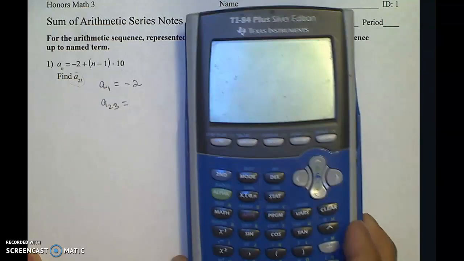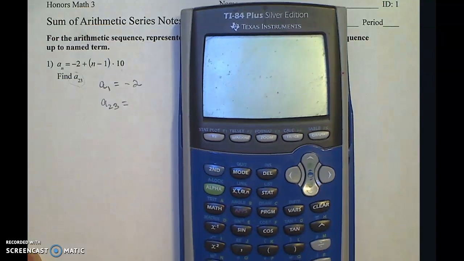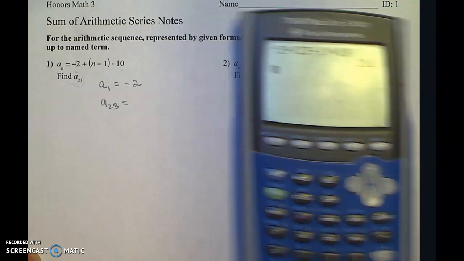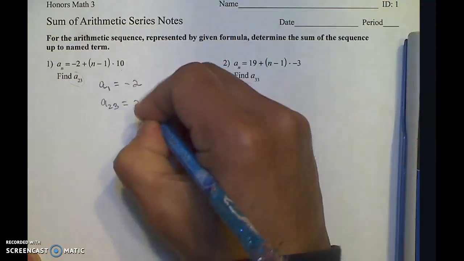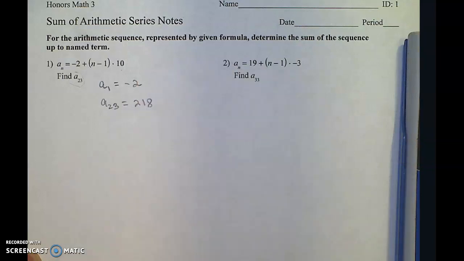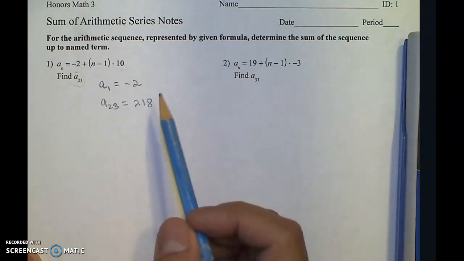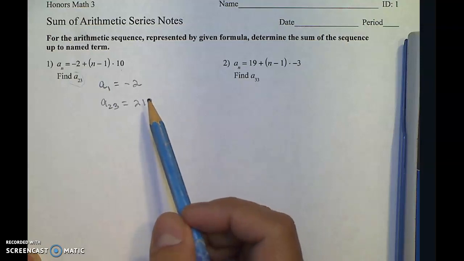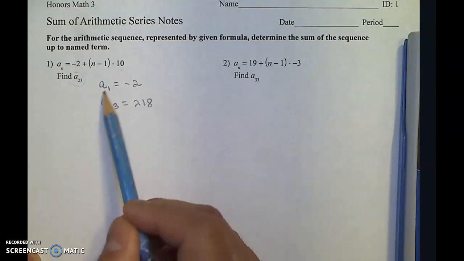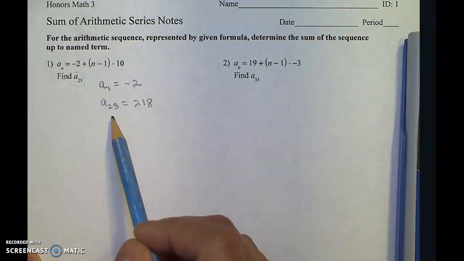Okay, so again, let's use our calculator here. So we'll do -2 plus 23 minus 1. So our 23rd term in the sequence is 218. Okay. So again, we are asked to find the sum of the sequence of all the terms from the first term to the 23rd term.